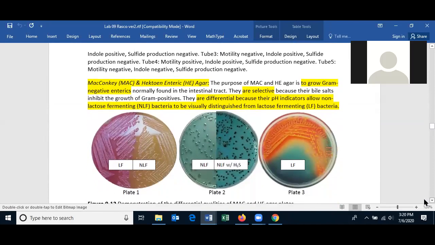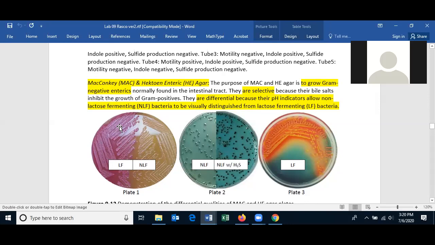All right, you can use MacConkey's and Hektoen, or HE, I'm not going to say it, it's just too difficult to say, to grow gram-negative bacteria. Both MacConkey's and HE plates tend to select against gram-positives. And on the MacConkey's, if the bacteria ferment the sugar mannitol, is that right? No, it's fermenting the sugar lactose. That's why it's LF, lactose fermentation.